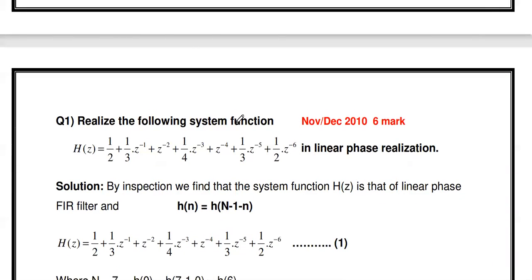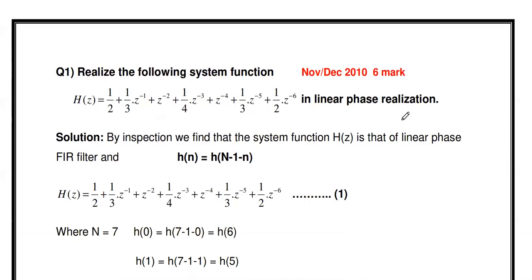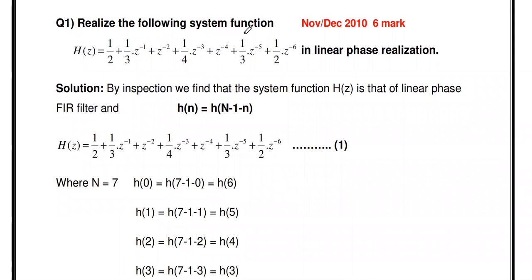So now we will move to the problem. If you solve the problem, you can understand it in an easy way. So just see the problem. This is a university problem, a 6-mark question. Realize the following system function H(z) = 1/2 + 1/3 z^-1 + z^-2 + 1/4 z^-3 + z^-4 + 1/3 z^-5 + 1/2 z^-6 in linear phase realization. This is the question.